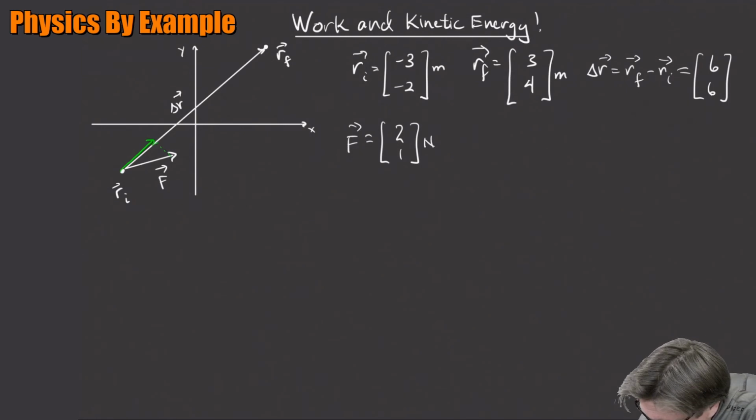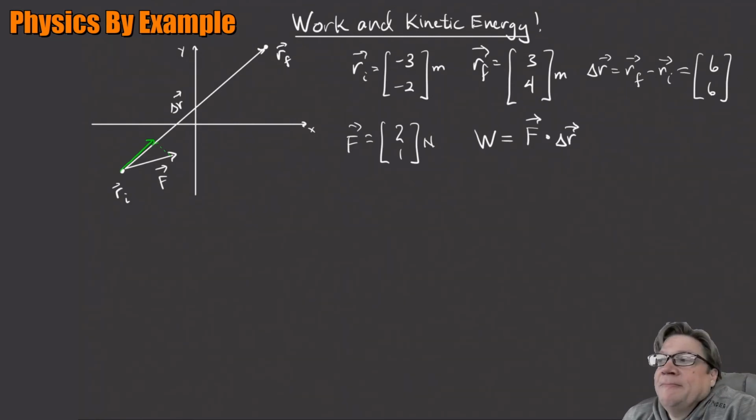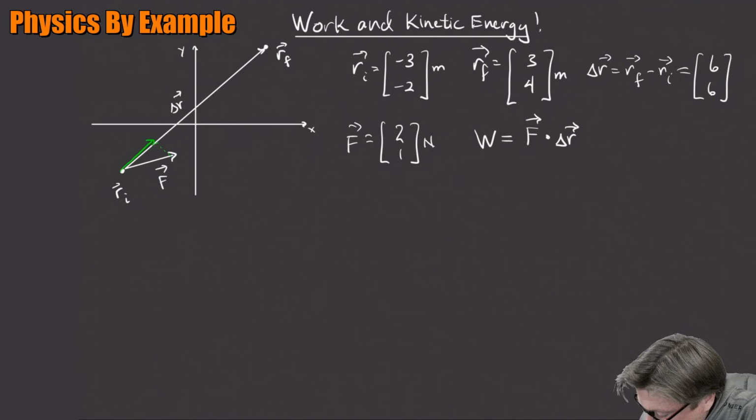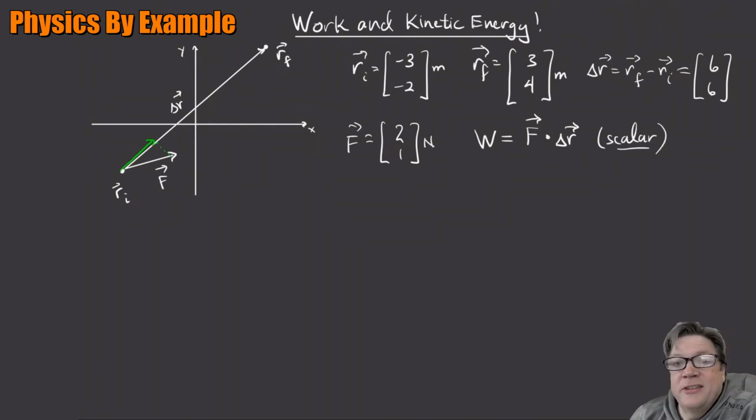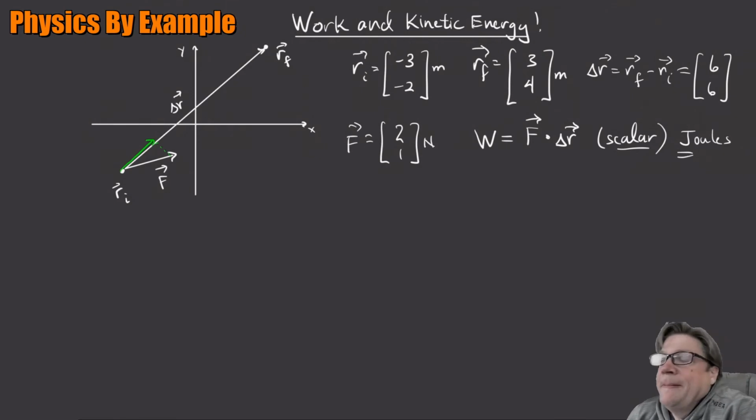So here we go. The work done is just going to be the dot product of F dot displacement, because that picks off the amount of F that's going in the direction of r. Notice what we get is just a scalar, a number. It's not a vector. The dot product just gives us a number, and this number is going to be in energy units, joules, at the end.